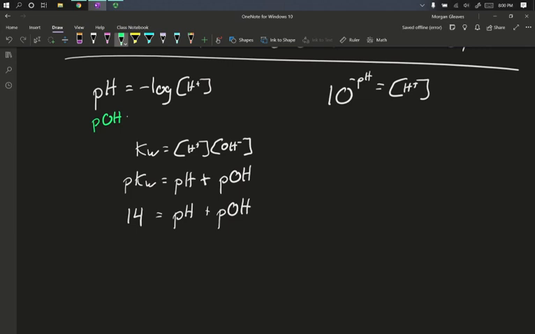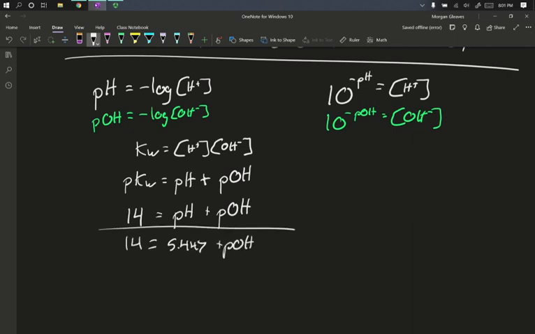My pOH value is equal to the negative log of my OH minus, and 10 to the negative pOH would give me my OH minus concentration. In the example we were using before, our pH was 5.447. So we can actually calculate what the pOH would be. We would subtract 5.447 from both sides, and 8.553 would equal our pOH.